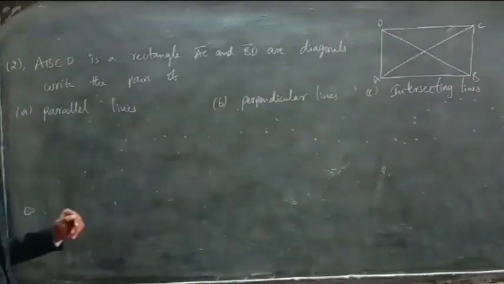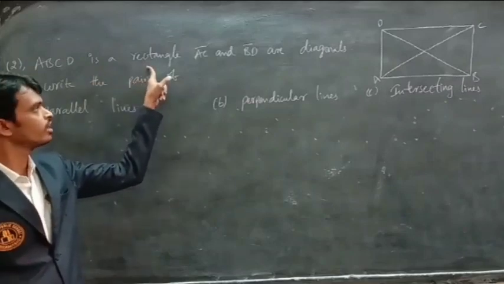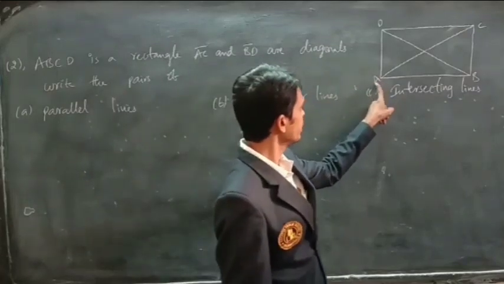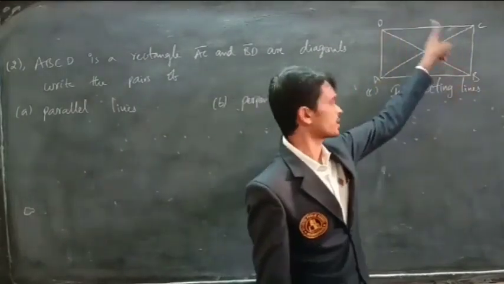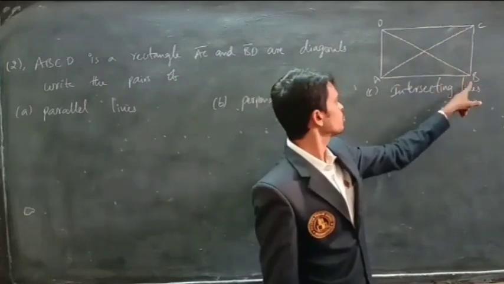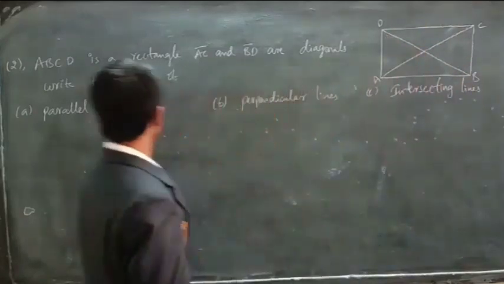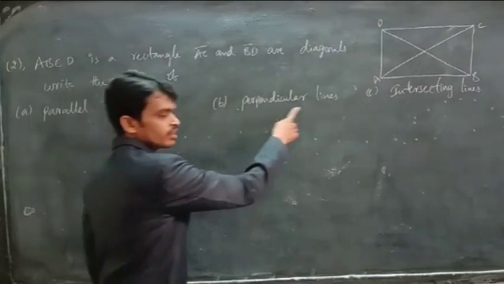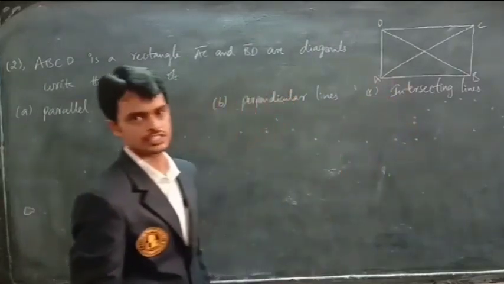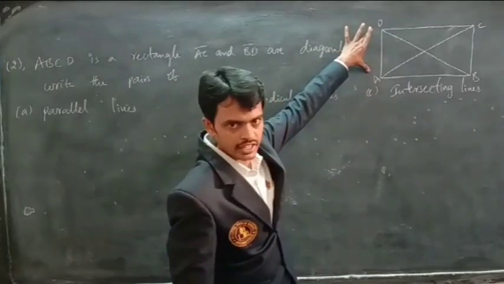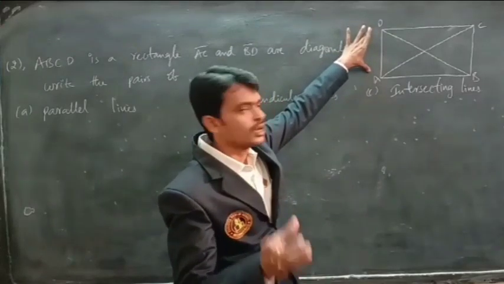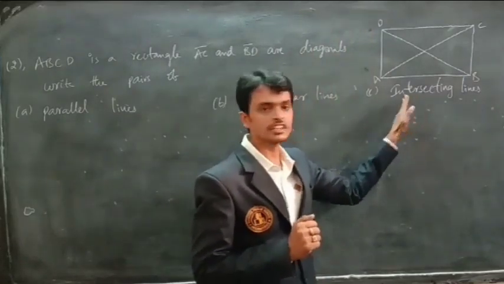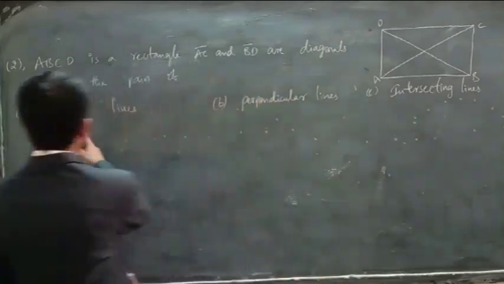Now the second problem. ABCD is a rectangle. AC and BD are diagonals. ABCD is a rectangle and AC and BD are the pair of diagonals. We should write the pairs of parallel lines, perpendicular lines and intersecting lines. In this rectangle we have to identify the parallel lines, perpendicular lines and intersecting lines.